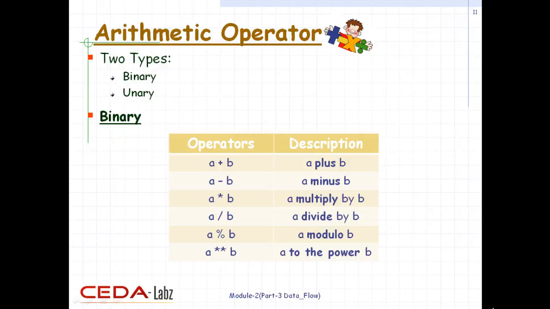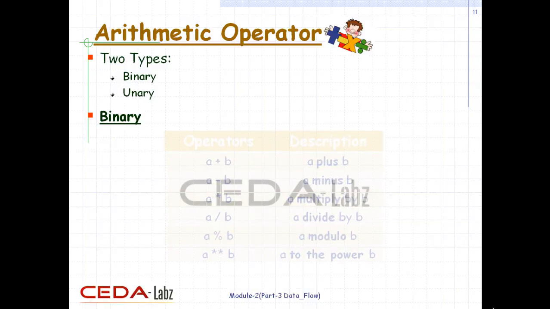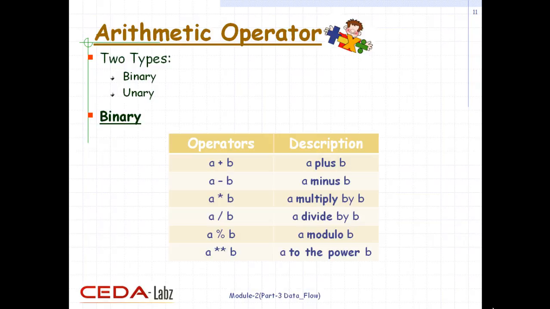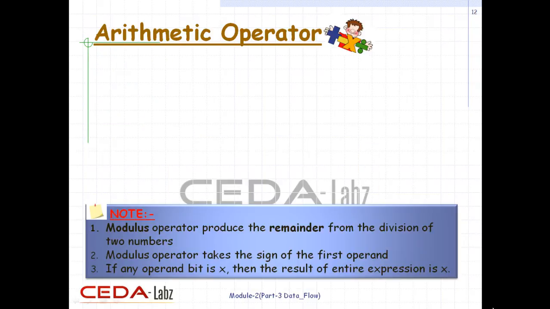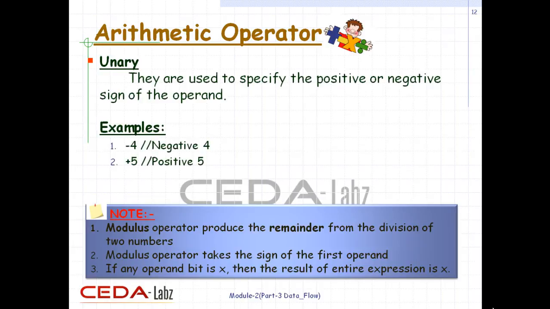Arithmetic operators. There are two types of arithmetic operators, binary and unary. Binary arithmetic operators are add, subtract, multiply, divide, modulus and power. The operators plus and minus can also work as unary operators. They are used to specify the positive or negative sign of the operand. Unary plus or minus operators have higher precedence than the binary plus or minus operators. Unary operators require only one operand.